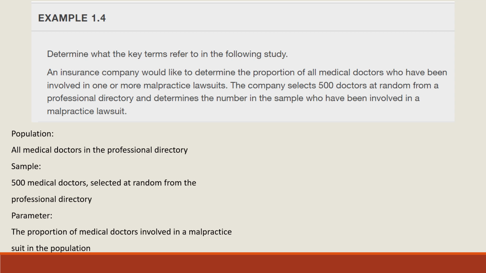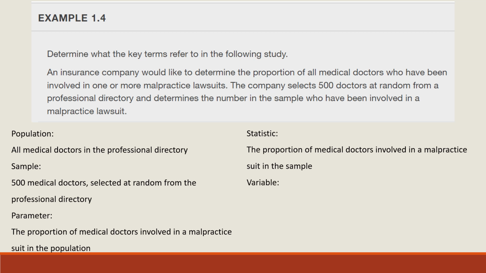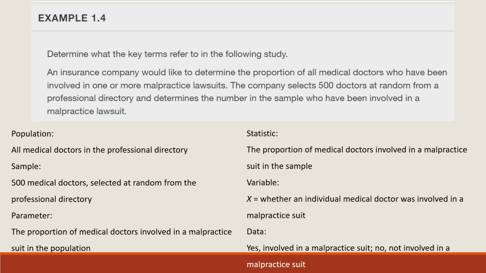What is our statistic? This is related to the sample. So it will be the proportion of medical doctors involved in a malpractice suit in the sample. The variable in this situation, X, whether an individual medical doctor was involved in a malpractice suit. So again, the variable tends to be an individual type of thing. And then what is our data? Yes, involved in a malpractice suit, or no, not involved in a malpractice suit. So that is our section 1.1 information.